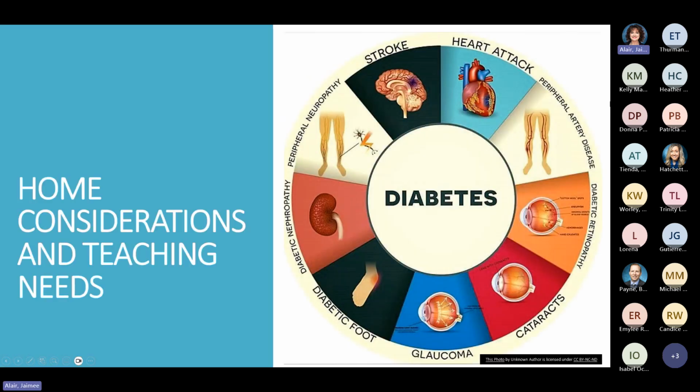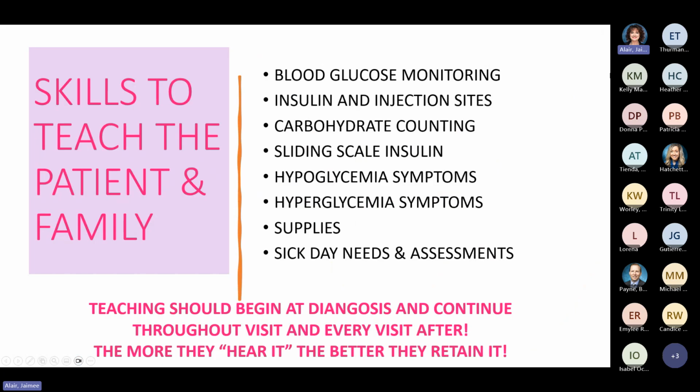When we're discussing home considerations and teaching needs, I think teaching to the family and to the patient is super important. Knowing when to check the blood sugar at home, what sites they can use, how to count carbs, how to look at the labels on foods and to be able to count carbs appropriately, knowing what the sliding scale insulin is, symptoms of hypoglycemia, symptoms of hyperglycemia, all the supplies they'll need, and then any sick day needs.